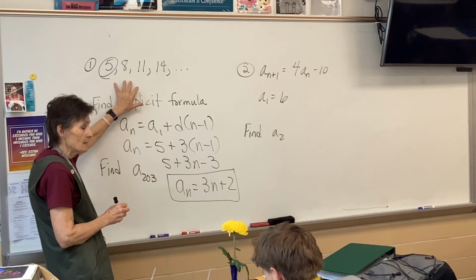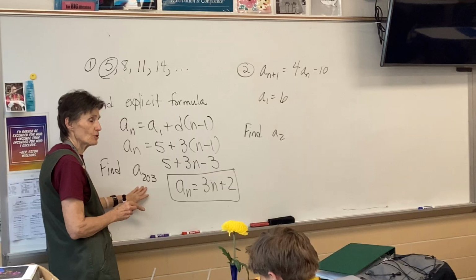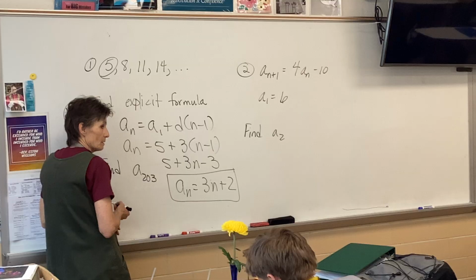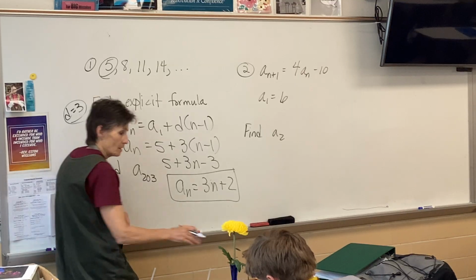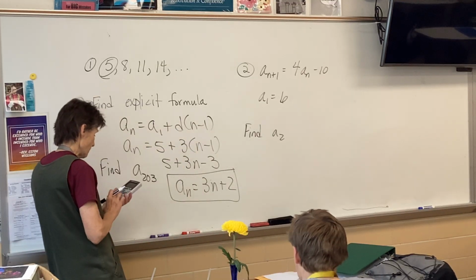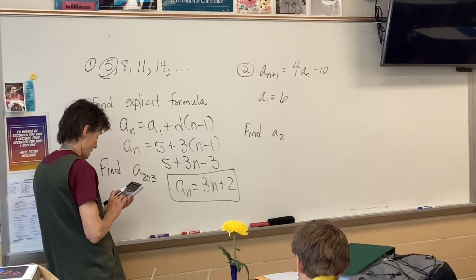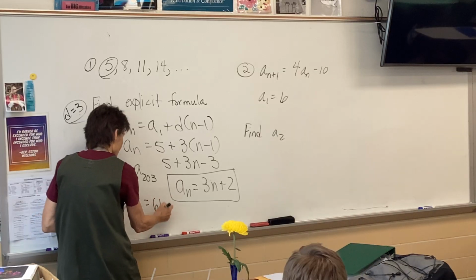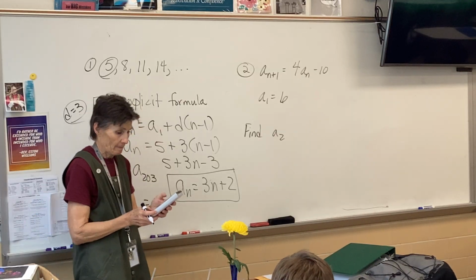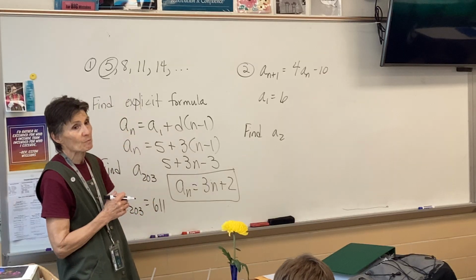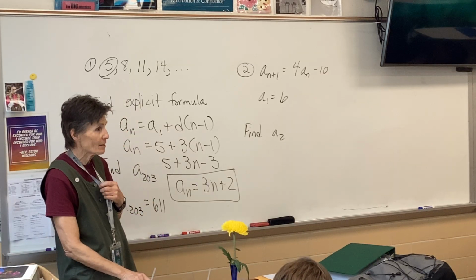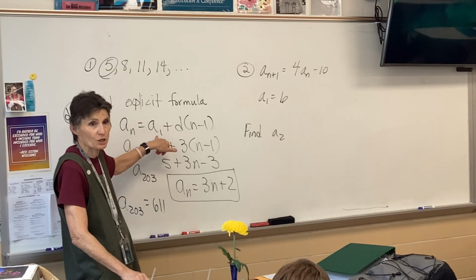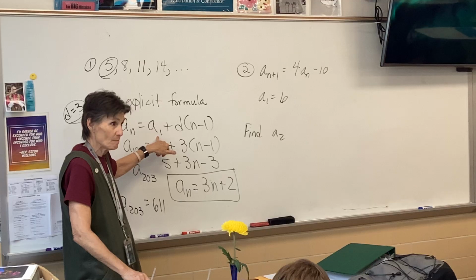Good? Now, find the 203rd term. Well, that's super simple. All I need to do is plug in 203. So I'm going to get 3 times 203 plus 2. So it looks like the 203rd term is 611. Could we do the same thing if our sequence had been geometric? Yes, we just wouldn't be using this formula, we'd be using the geometric formula, right?